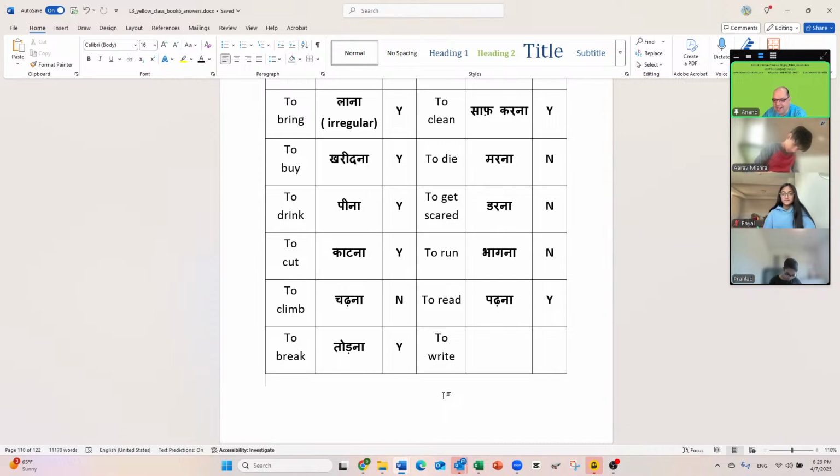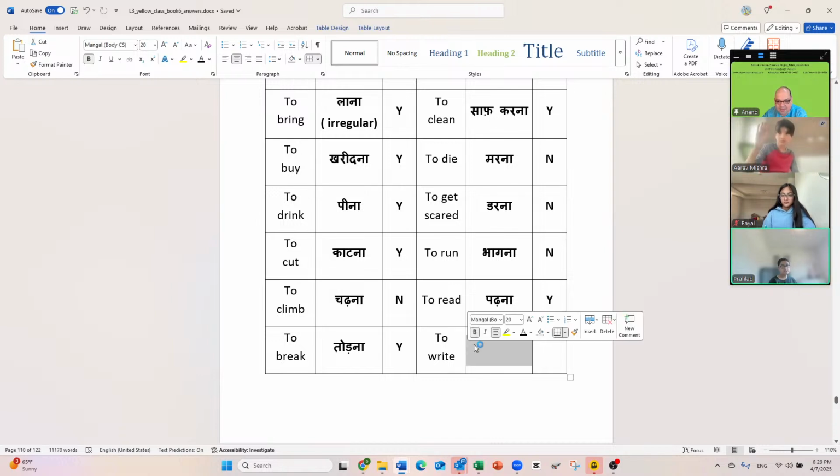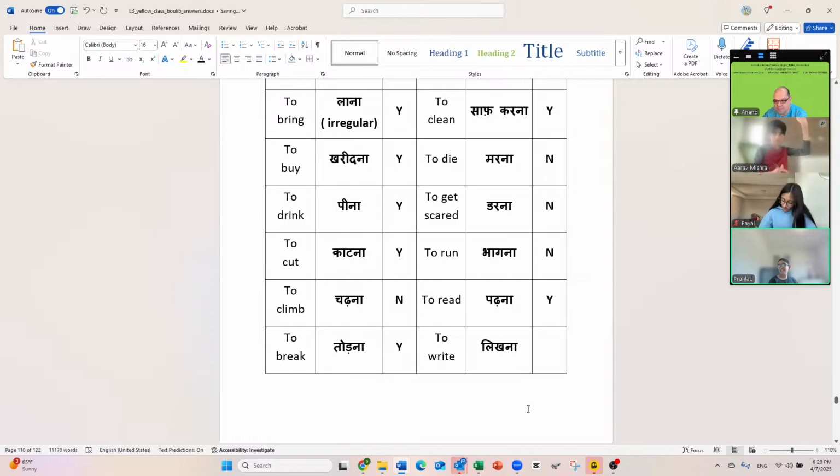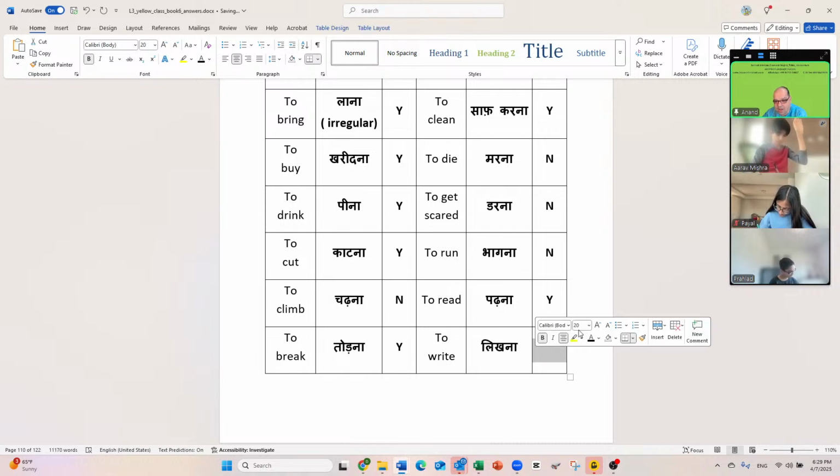Prahlad, to write. Likhna. Likhna. Will it take a ne? I mean, yeah. What did you write? You'll always get an answer. I wrote a poem. I wrote a piece of paper. I wrote.